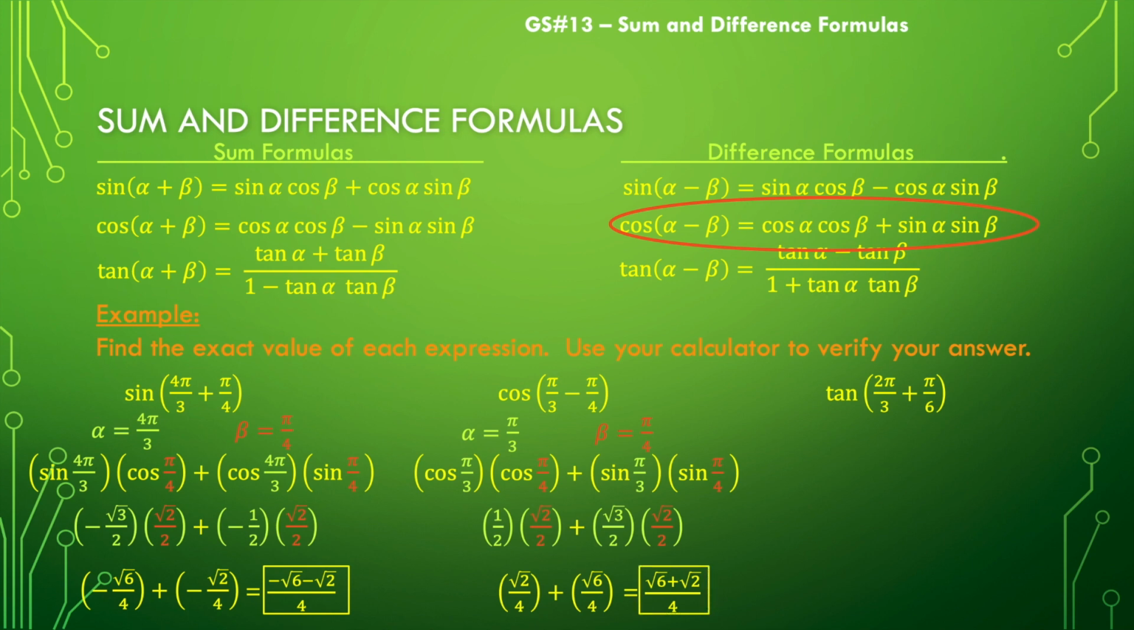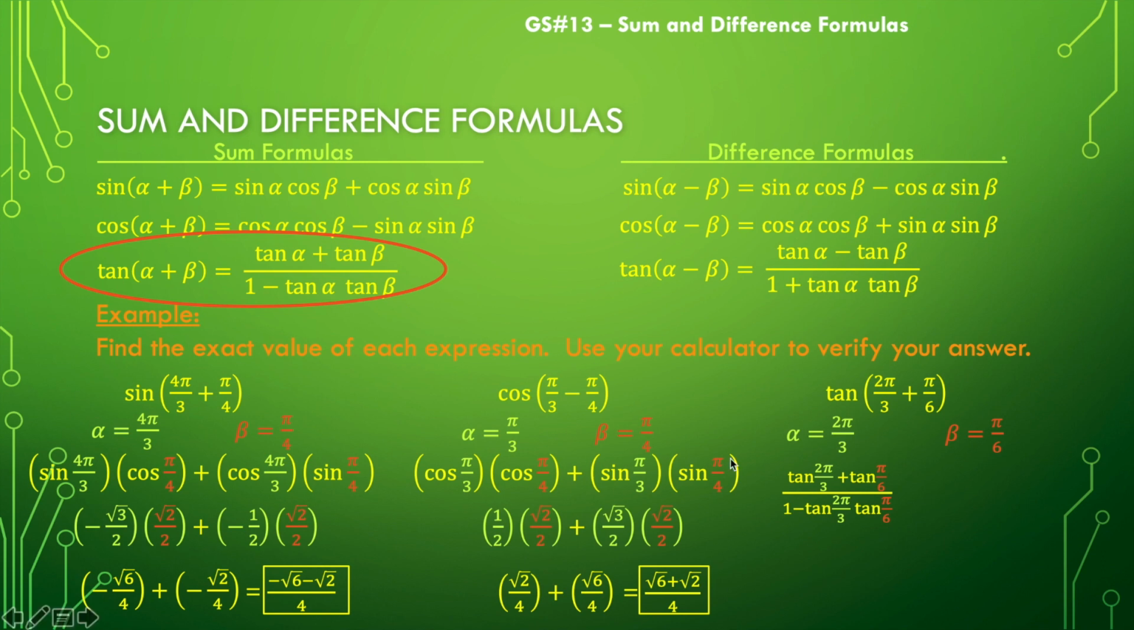Okay, so next, let's do tangent because tangent's everybody's favorite. We have a tangent of a sum, and so we will use this formula over here. Our alpha will be 2 pi over 3, while our beta will be pi over 6. We'll go ahead and replace our alpha and beta in our formulas. So both of these alpha expressions will be replaced with 2 pi over 3, and both of these beta expressions will be replaced with pi over 6.